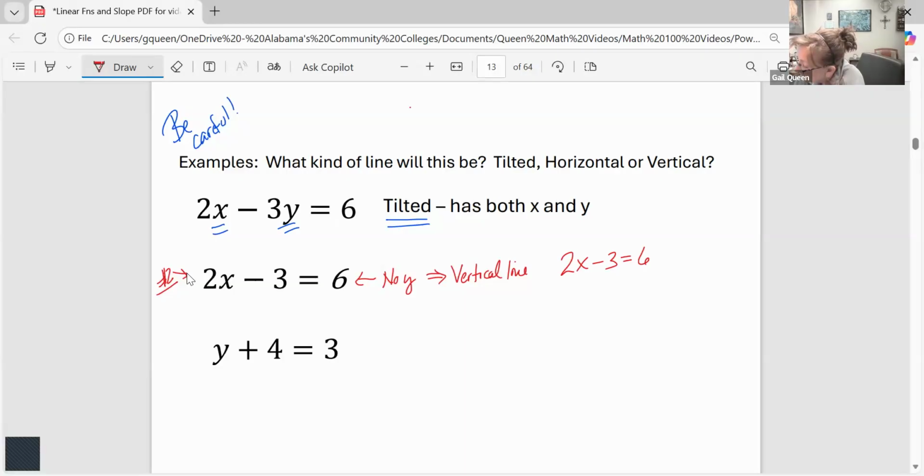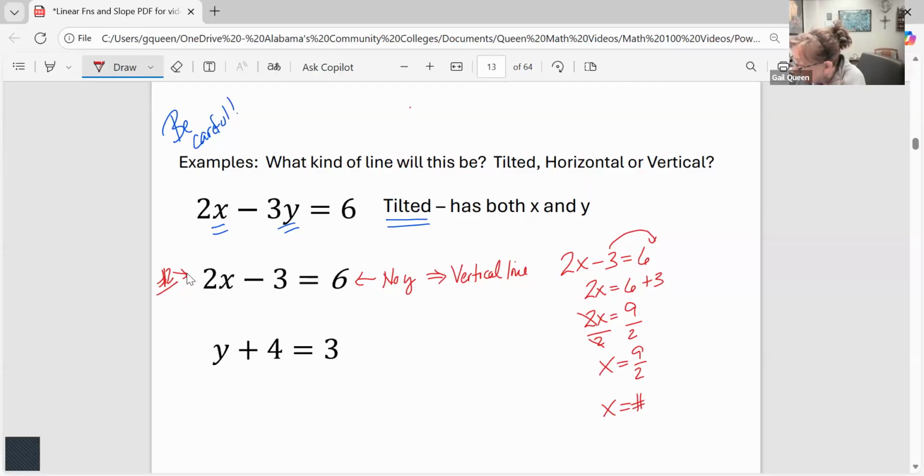So I'm going to move the -3 over to the right-hand side of the equation. So it'll be 6 plus 3. When we move it across the equal sign, it'll change from a -3 to a +3. So now I have 2x equals 9. And finally, to solve for x, we're going to divide both sides by 2, and we end up having x equals 9/2.